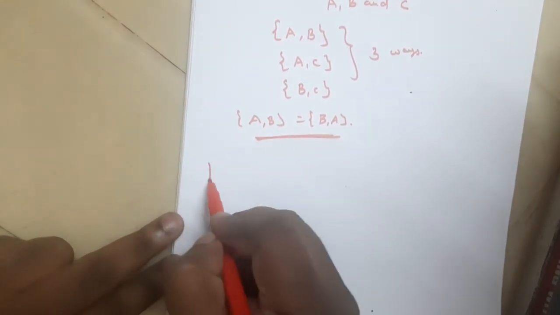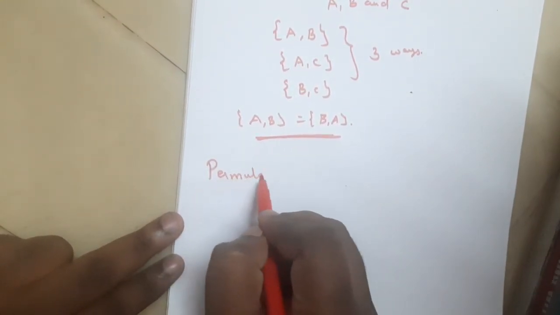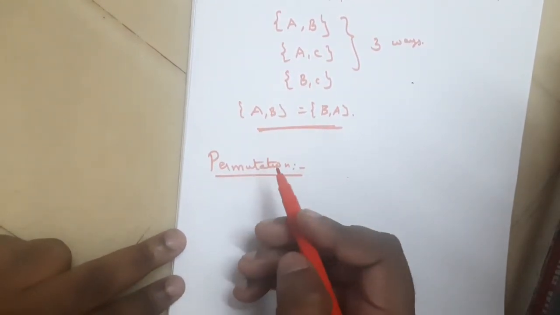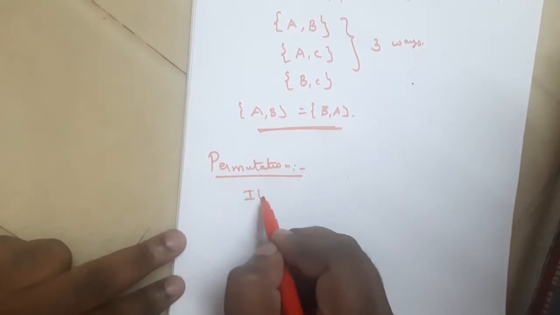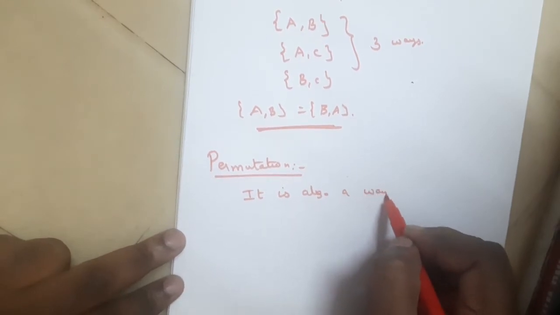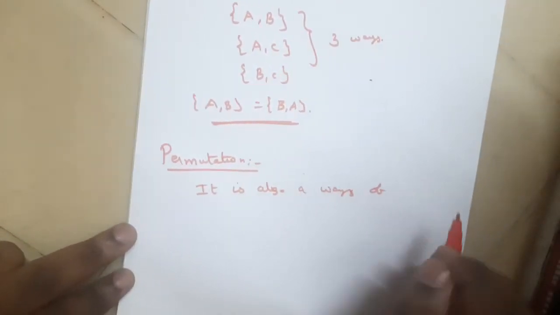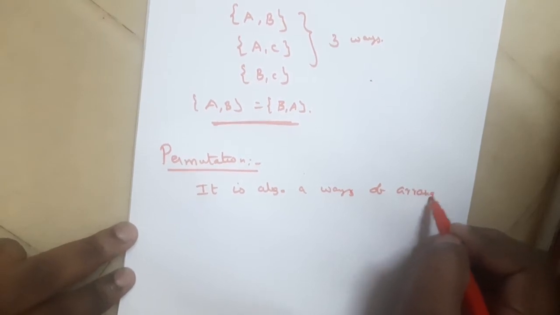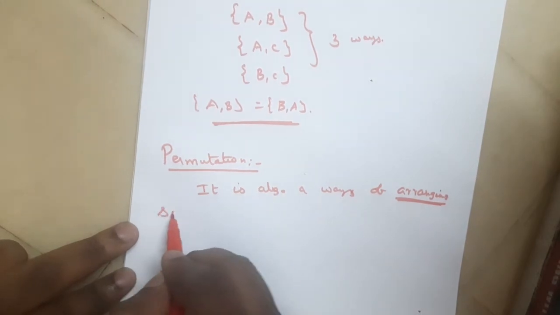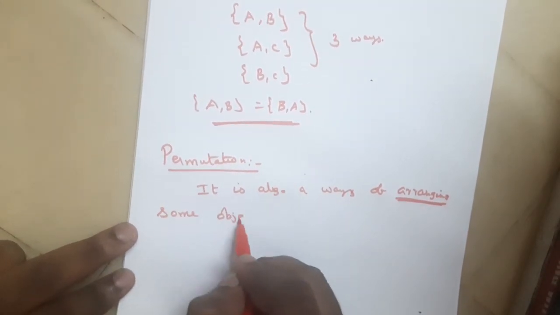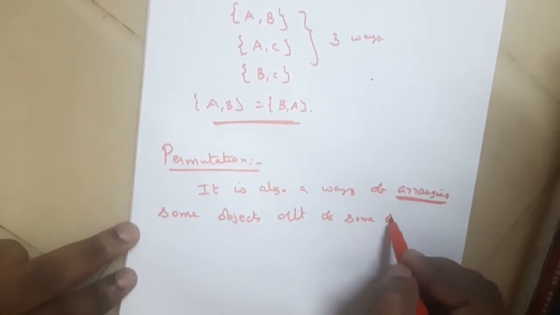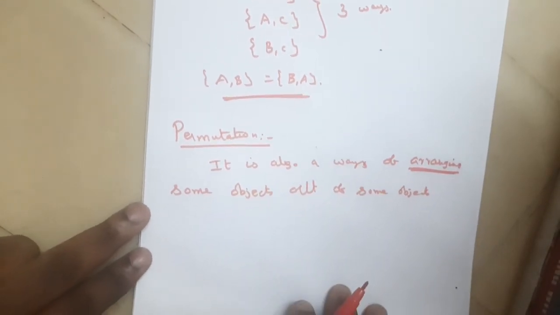And then what is permutation? What do you mean by permutation? Permutation is also a way of arranging some objects out of some objects. This is called arrangement.